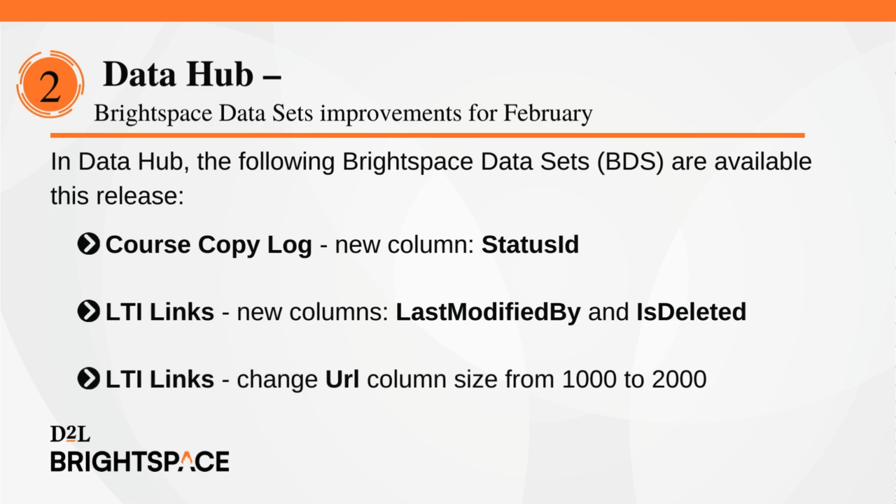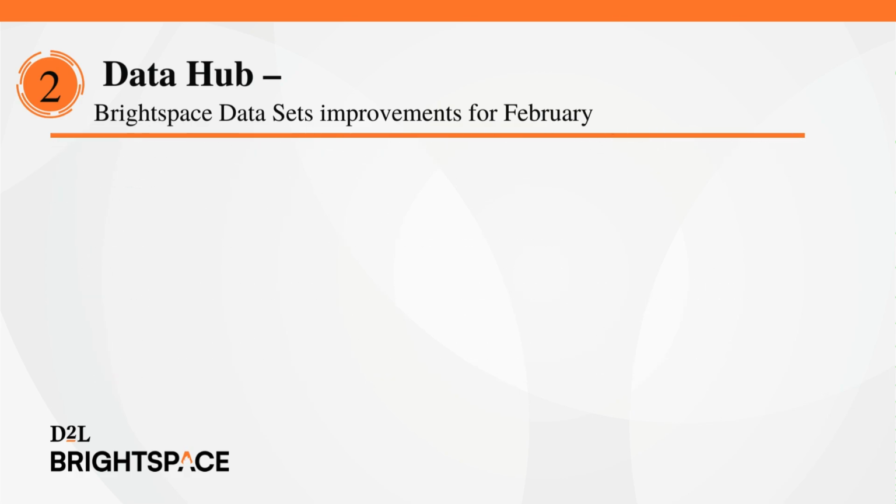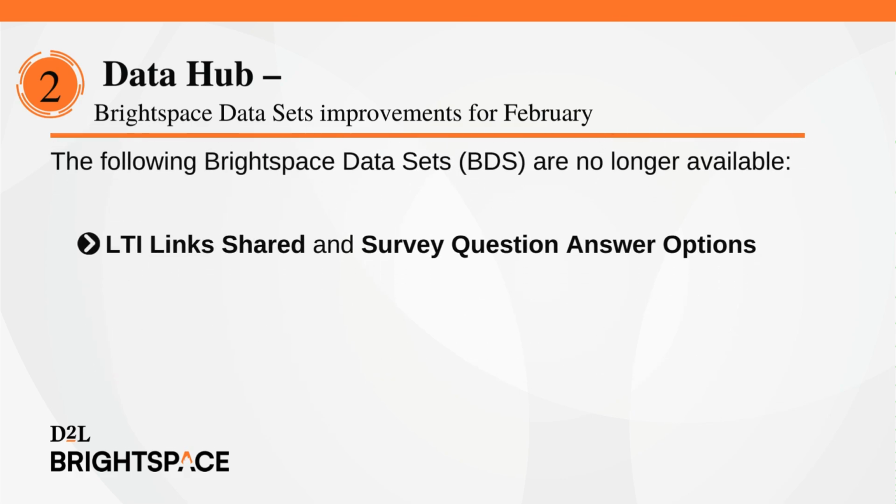In Data Hub, the following Brightspace datasets are available in this release. In the course copy log BDS, a new status ID column is added. In the LTI links BDS, new last modified by and is deleted columns are added. Also, in the LTI links BDS, the URL column size is changed from 1000 to 2000. Also in Data Hub, the following Brightspace datasets are no longer available: LTI links shared and survey question answer options.